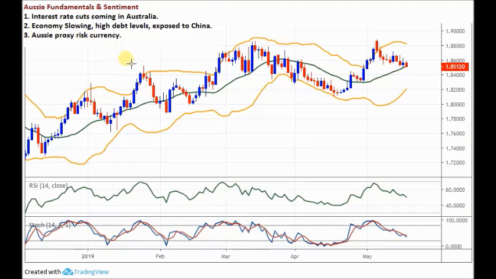Also, it's a proxy risk currency, and what I mean by that is that, yeah, if you've got a healthy global economy, the commodity currencies like the Aussie will generally do well. When you haven't got a healthy global economy, they won't. And the global economy is not healthy. Growth is slowing up. We've still got risk on in the markets, but I think we're going to move to risk off. If we move to risk off, the Aussie will get hit hard, and that'll be an additional bonus for the British pound.